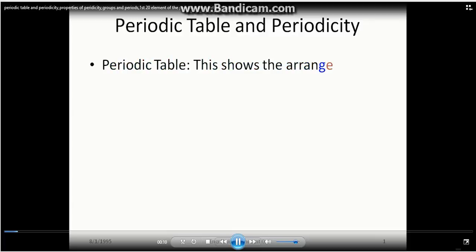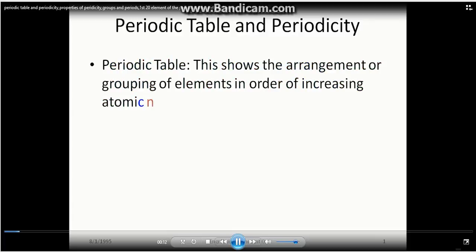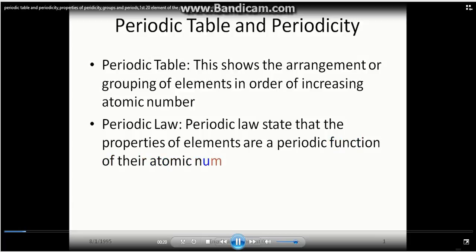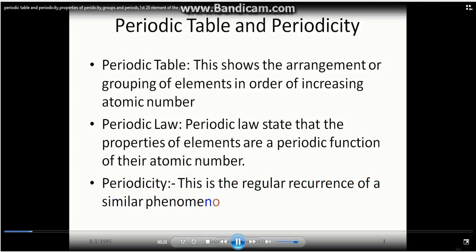Periodic table and periodicity. The periodic table shows the arrangement or grouping of elements in order of increasing atomic number. The periodic law states that the properties of elements are a periodic function of their atomic number. Periodicity is the regular recurrence of a similar phenomenon at various intervals.